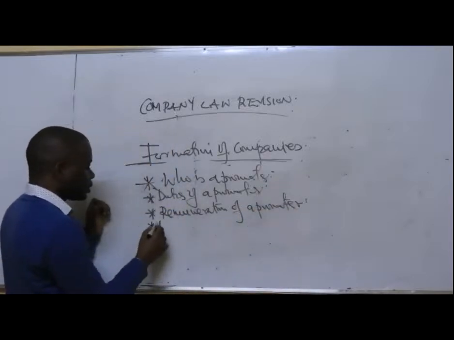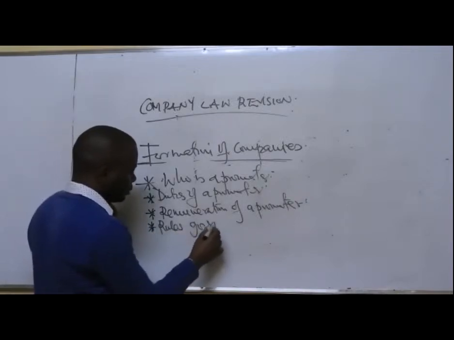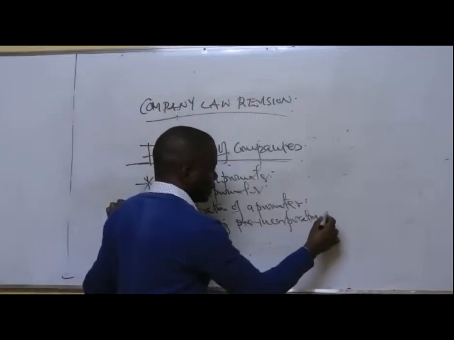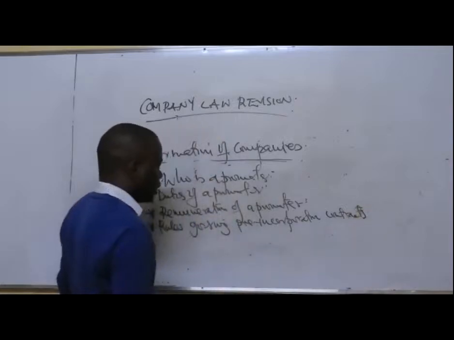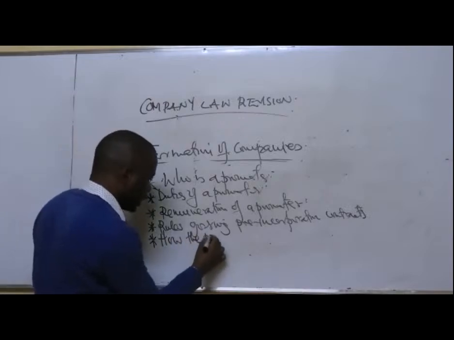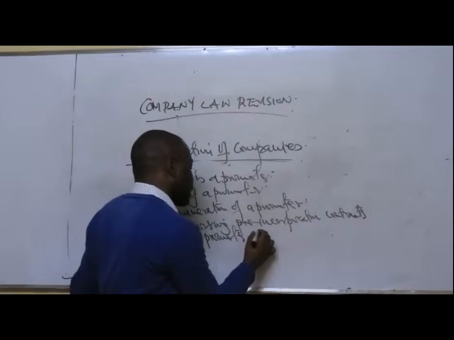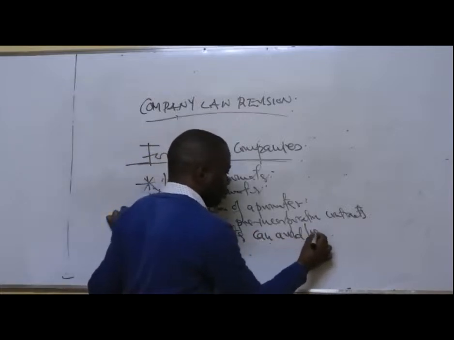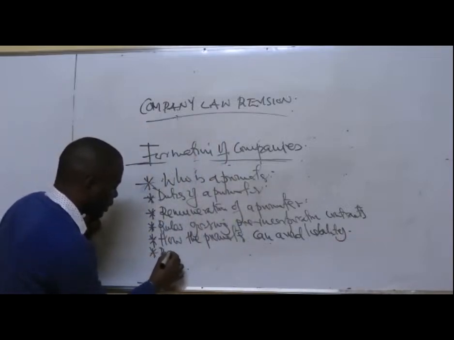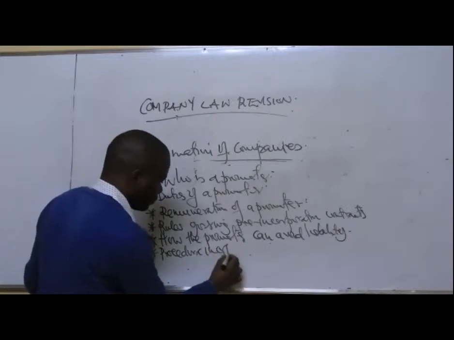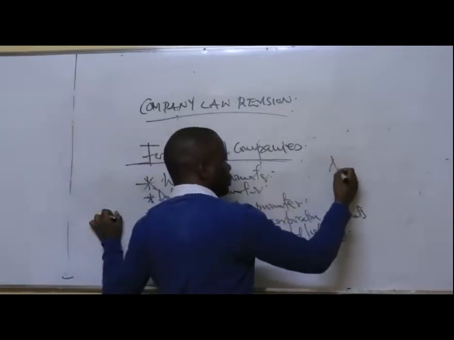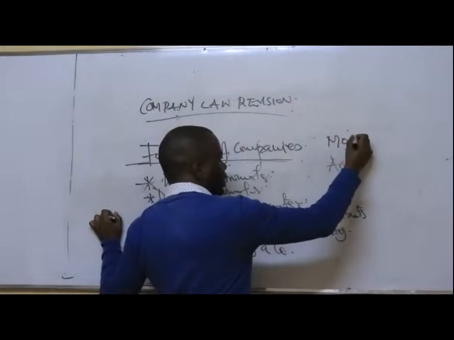We learned about the rules governing pre-incorporation contracts. We also learned about how the promoter can avoid liability on pre-incorporation contracts. Then we learned about the procedure of incorporating a company. Then we learned about the articles of association, and also the memorandum of association.